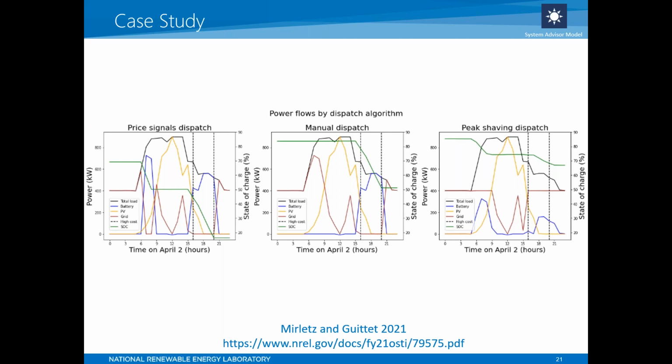Price signals dispatch discharges during that morning peak, reducing most of it to 0. There's 1 hour that's about 570 kilowatts, so that's a higher peak demand than what peak shaving dispatch allows. But then it is reducing the draw from the grid to 0 during that high cost period, which results in a lower overall cost to the system.